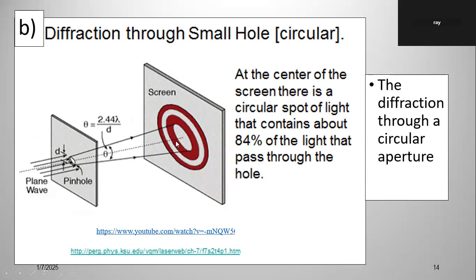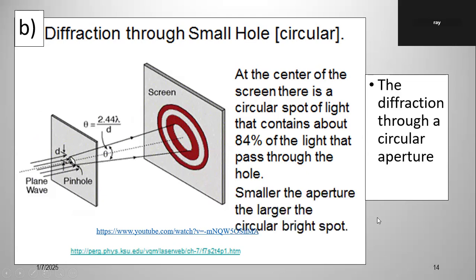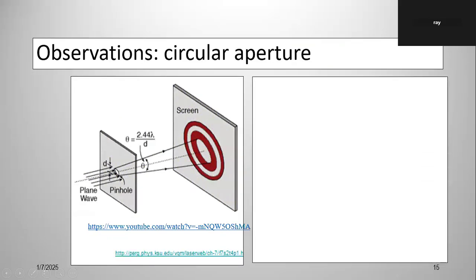There is 80% of the intensity. This one is less than 80%. The smaller the aperture, the larger the center spot, and the brighter. We see concentric bright and dark rings. This is more to prepare you for what you study in A2. AS not required at all. But this is the effect of diffraction.